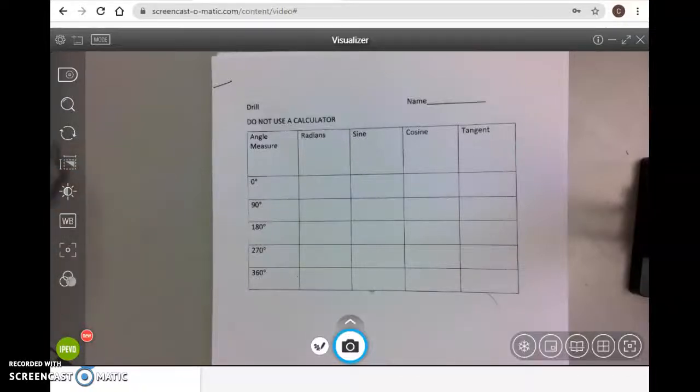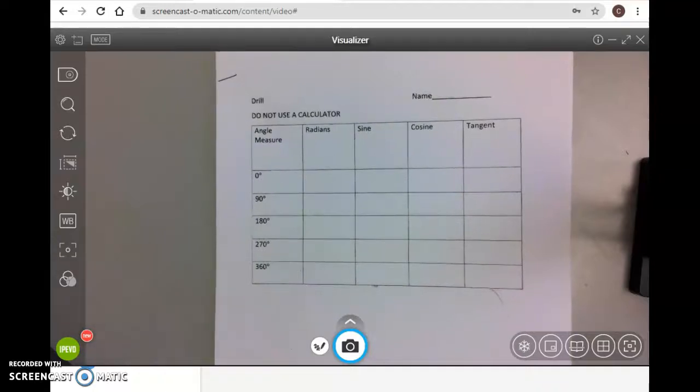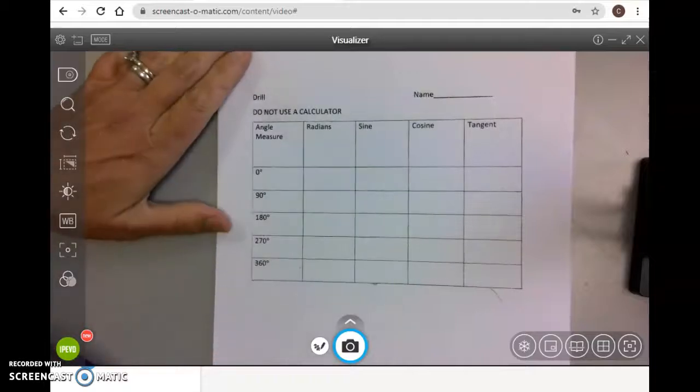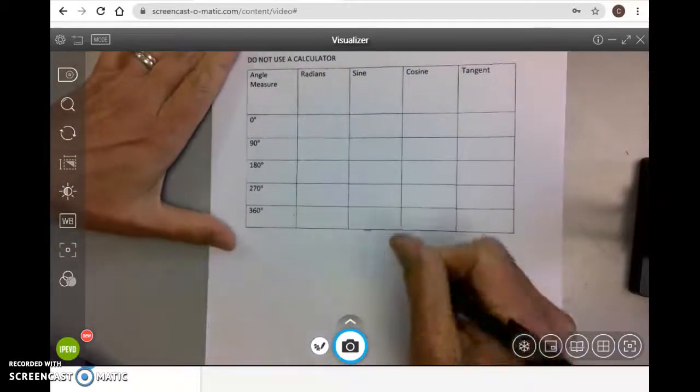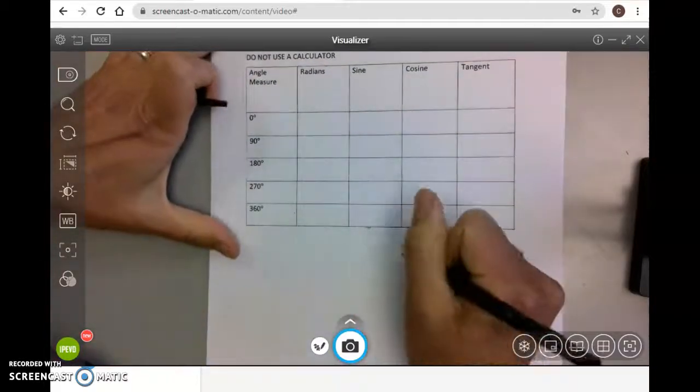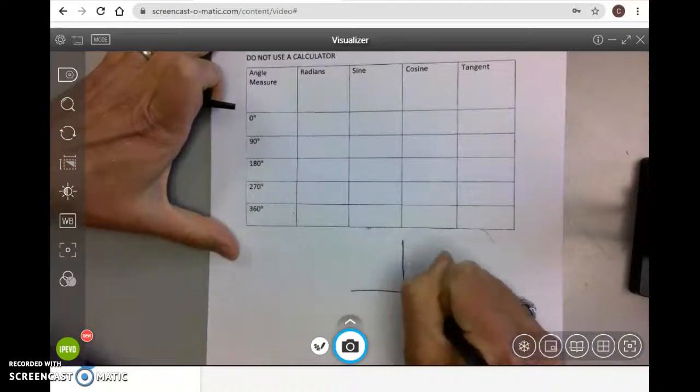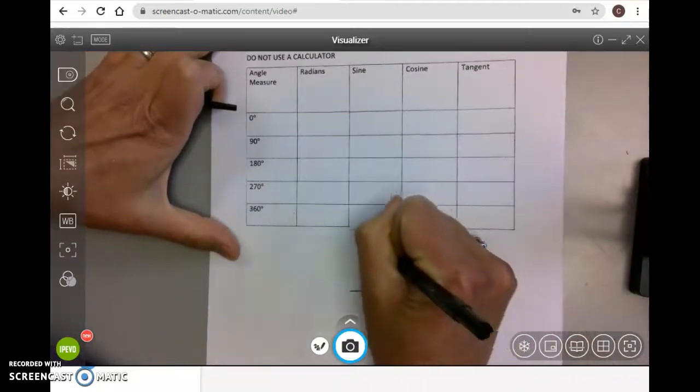This is the drill for 4.3 Trig identities, as well as the 4 theorems that we're going to be using. For this drill, you're asked to not use a calculator, and because of that, we're going to sketch for ourselves a unit circle.